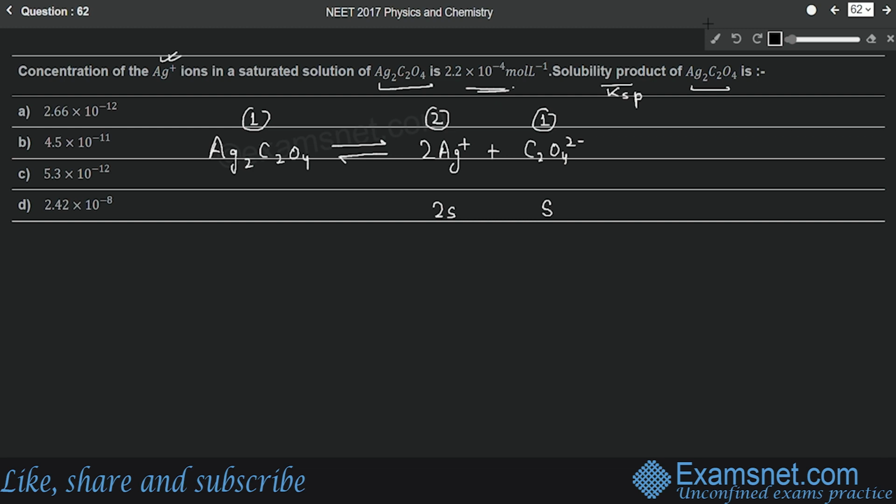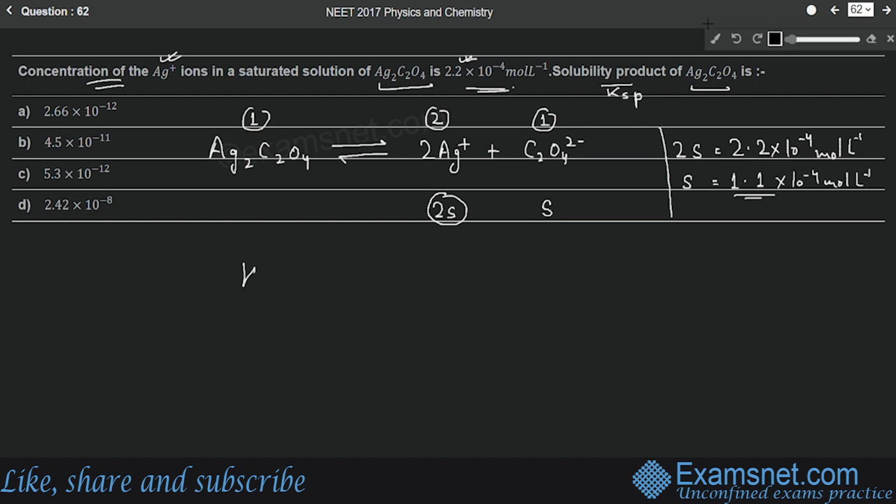And here what is given in the question, the concentration of Ag plus ions is given as 2.2 into 10 to the power minus 4, and here we have seen that the concentration of Ag plus is 2S. That means the value of 2S is given here. Okay, the value of 2S is given in this question as 2.2 into 10 to the power minus 4 moles per liter. So from here we can find the value of S, that will be equal to 1.1 into 10 to the power minus 4 moles per liter. That is, we have got the concentration of C2O4 2 minus also, right? And the same will be the solubility.